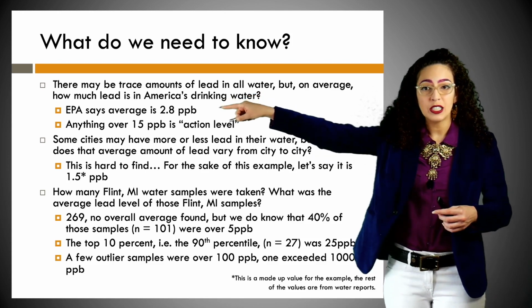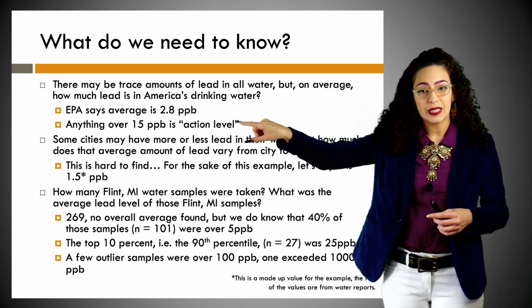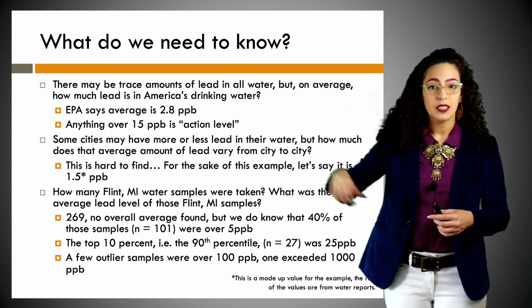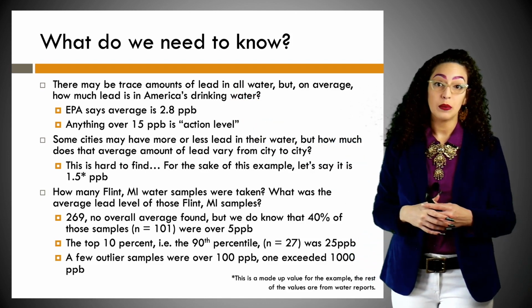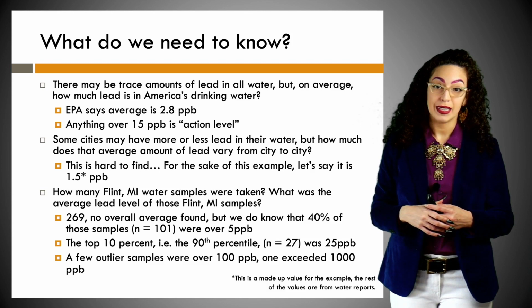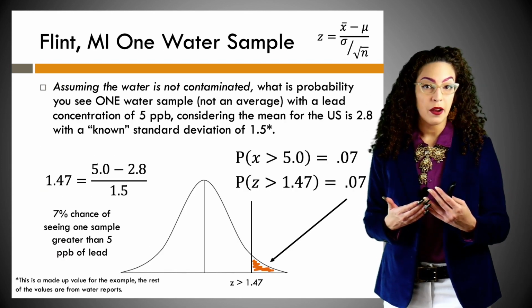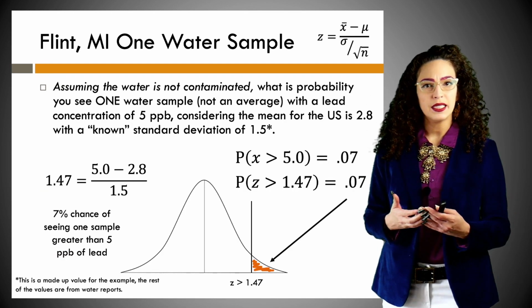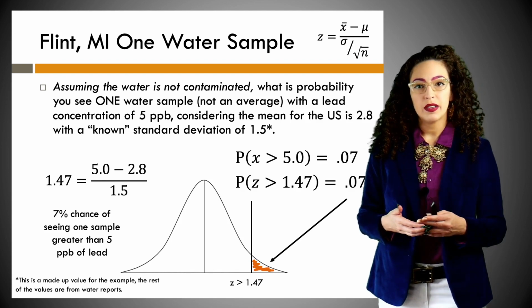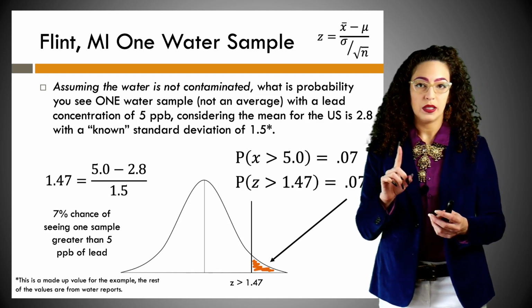Remember, the average is 2.8. 15 is the action level. So, is Flint, Michigan water poisoned with lead? Let's find out. Before we go and calculate a Z-test, let's actually see what's the probability of observing one water sample that's really, really high.